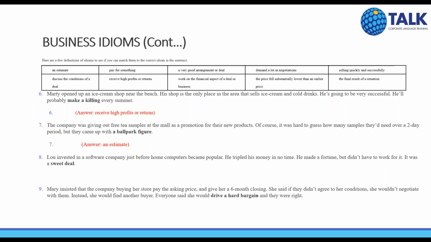Lou invested in a software company just before home computers became popular. He tripled his money in no time. Made a fortune, but didn't have to work for it. It was a sweet deal.